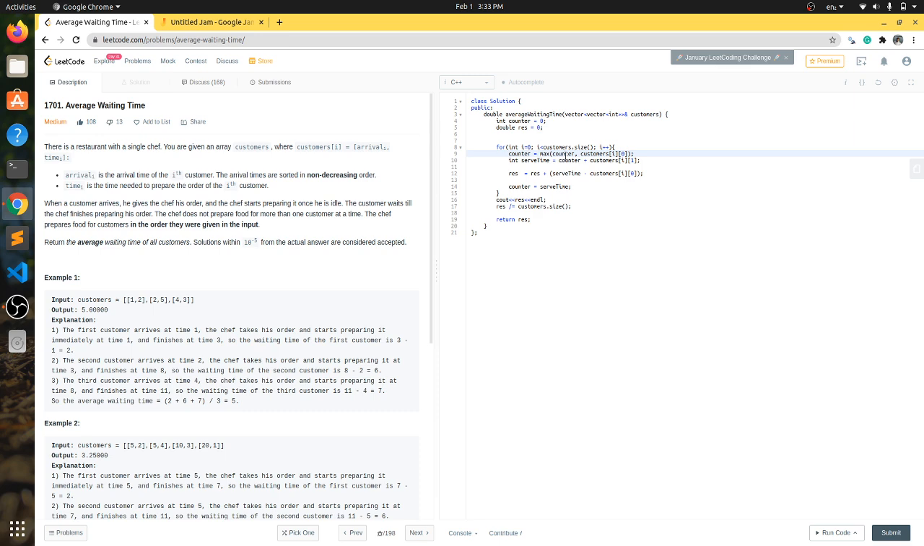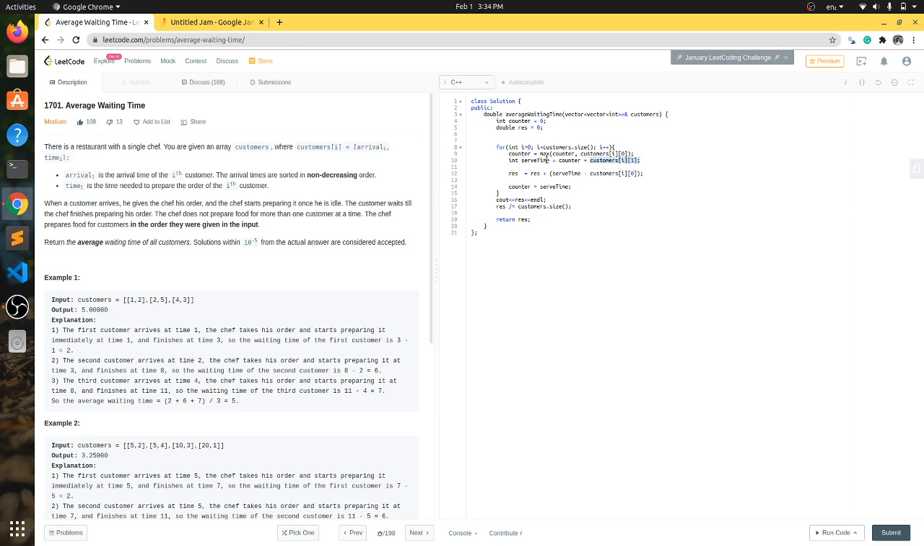previous customer's finish time, the last customer's finish time, and the ith customer's arrival time. It will be the max of these two. The serve time will be the start time plus the time taken by the chef to prepare the dish of the ith customer.